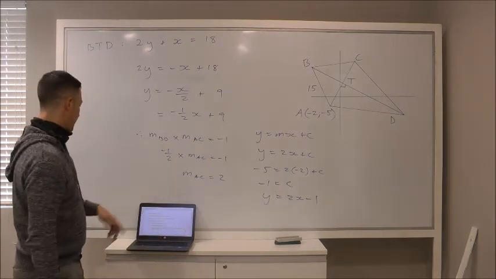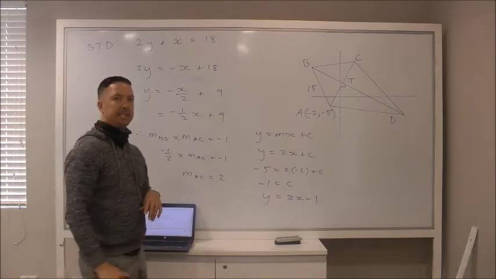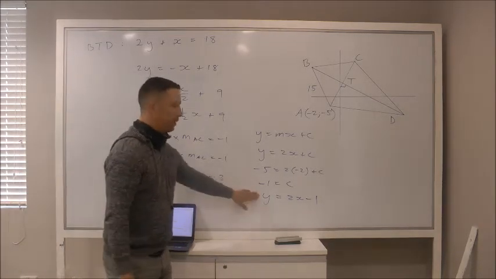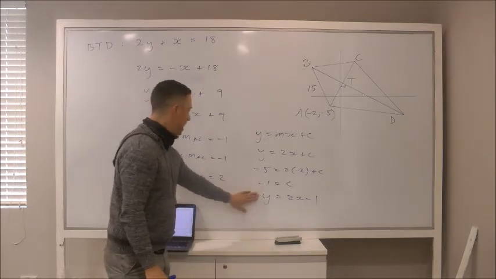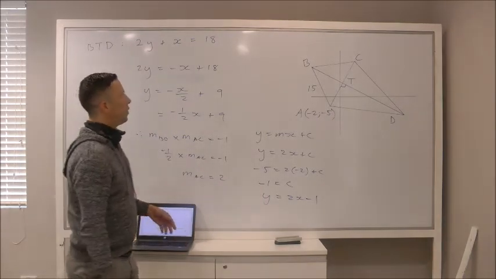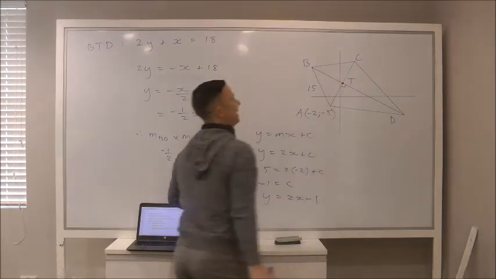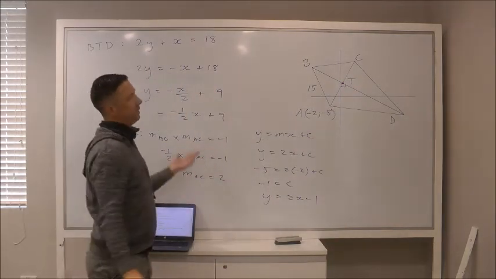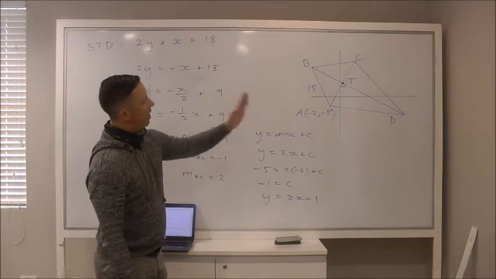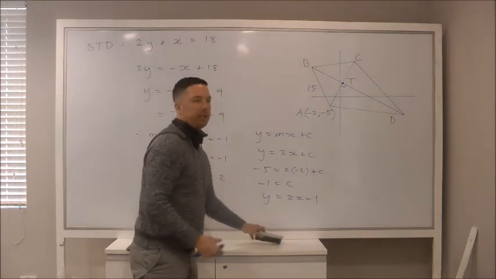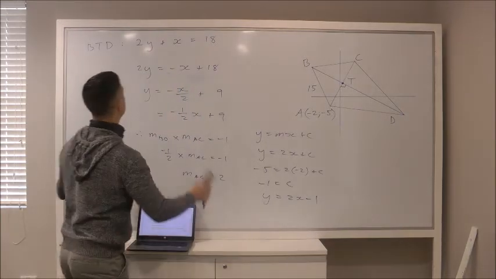Right, next question, 3.3. It says, if the equation of AC is y equals 2x minus 1, yes, nailed it, calculate the coordinates of T. Right, now, what is T? T is the point of intersection of AC and BD. So how do we find a point of intersection? We simply equate the 2 functions.